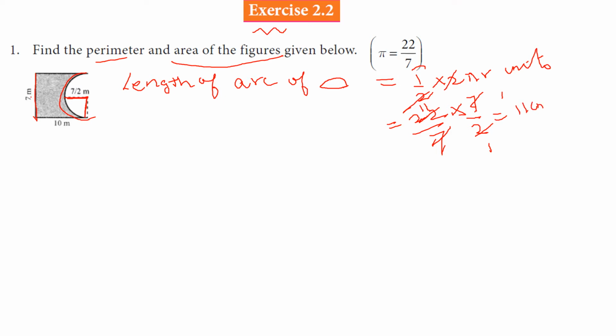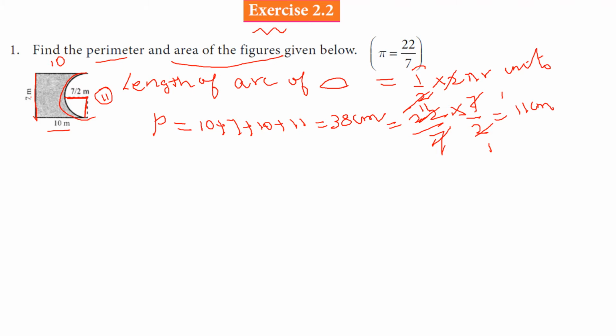So perimeter means the sum of all sides. First here 11. Here 10, which means the opposite side is also 10. So add it: 10 plus 7 plus 10 plus 11. So 10 plus 7 is 17, plus 10 is 27, plus 11 is 38.